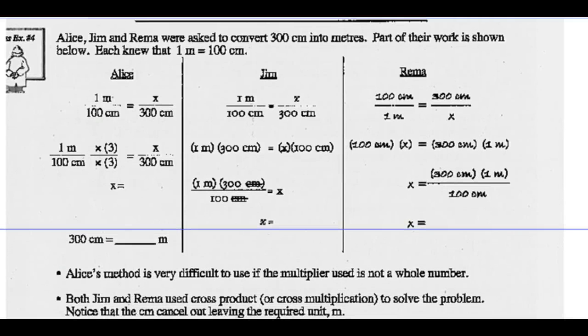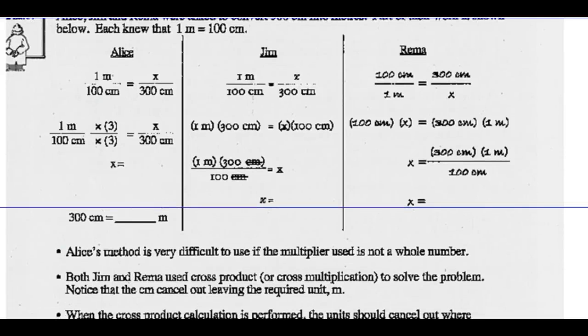Alice, Jim, and what's that name? Rima were asked to convert 300 centimeters into meters. Part of their work is shown below. Each knew that 1 meter is 100 centimeters. So if you look at Alice's, 1 meter is 100 centimeters. Therefore, how many meters equals 300 centimeters?